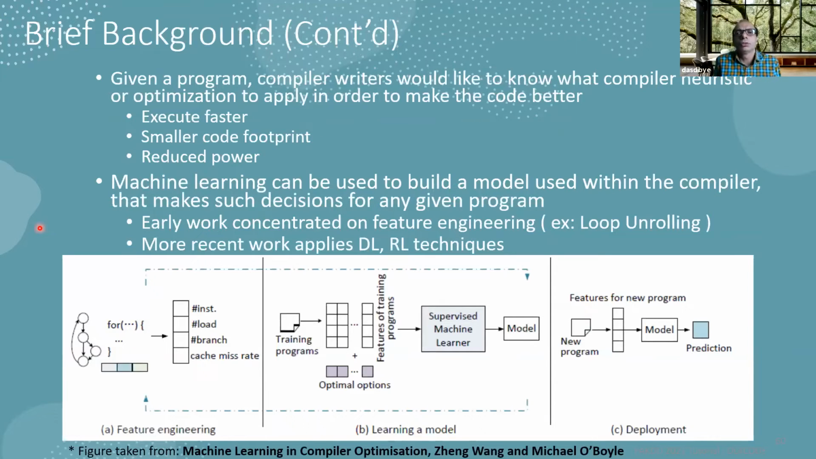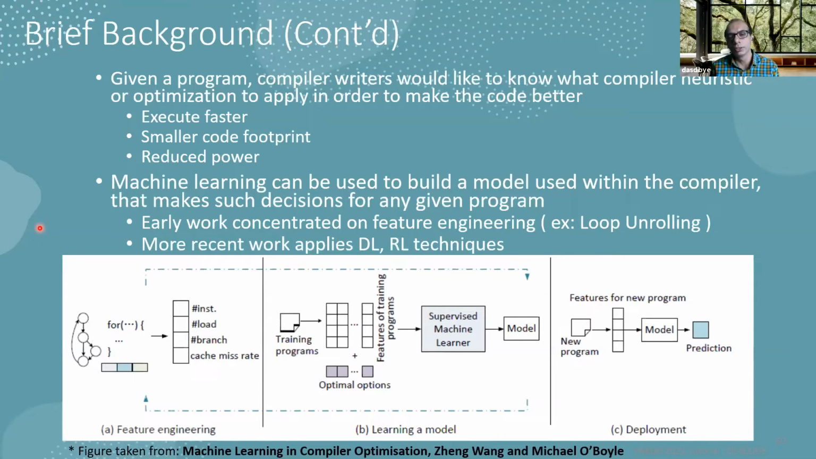So what would modern compiler writers like to do? Definitely, heuristics cannot be replaced easily because they have been tuned for many, many years. But what you also want is to execute faster. We want a smaller code footprint, right? We want to reduce power, and there are so many vectors to look at. It's not very easy for the compiler writer to explore all of them. So here comes machine learning to the rescue.